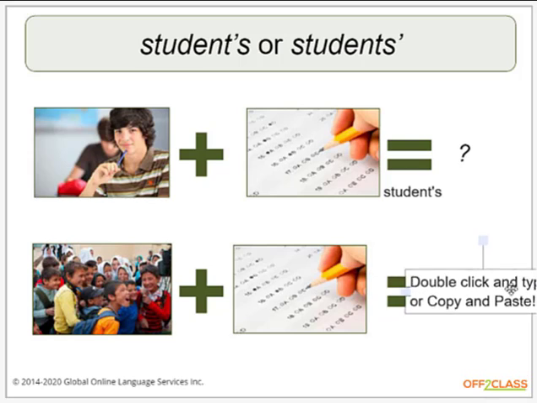One more. Is it student's or students'? Which is it? In this case, it's actually students' with the apostrophe at the end of it, because it's a plural noun, right? So the students' exam. All these students are taking the exam. It's a plural noun. Right?